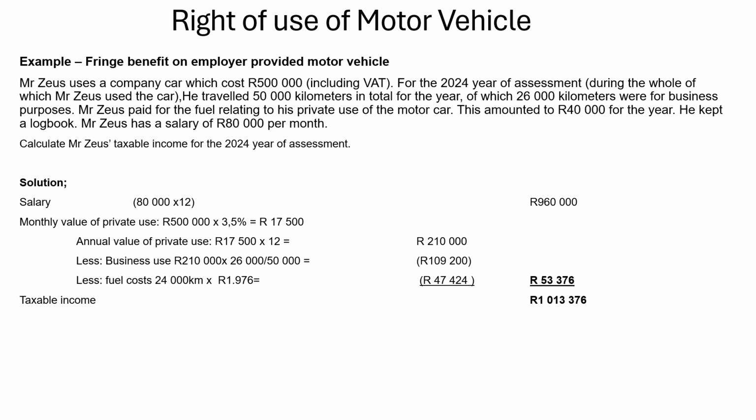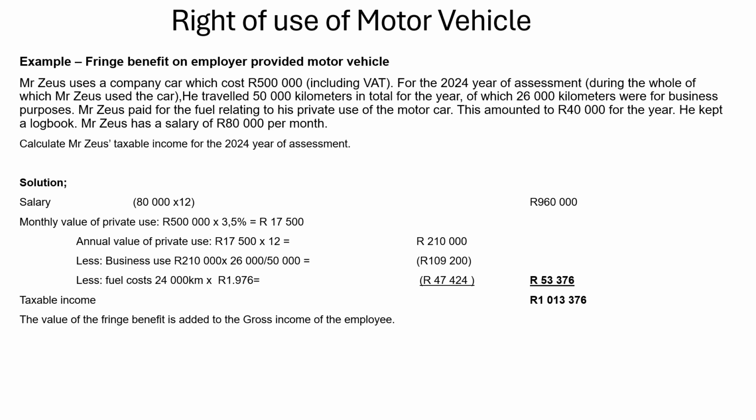53,376. Taxable income is the sum of R 960,000 and R 53,376, which is R 1,013,376. The value of the fringe benefit is added to the gross income of the employee.